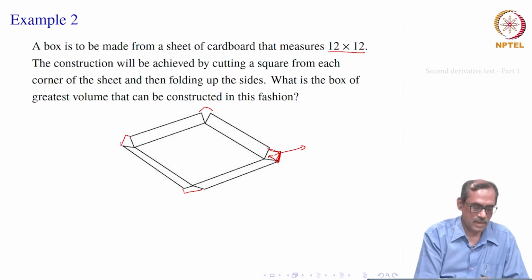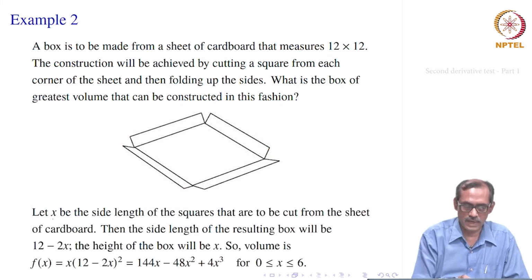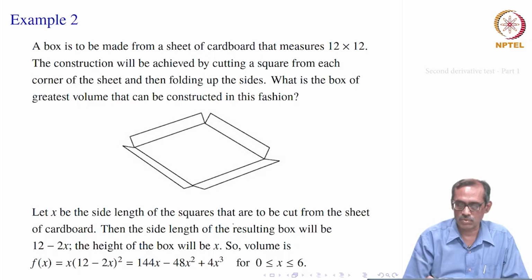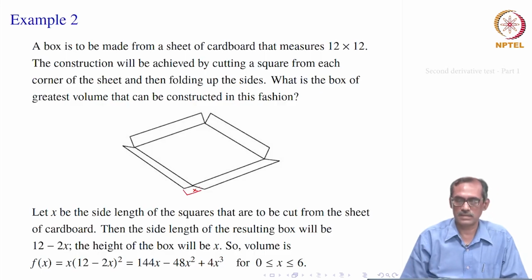Okay. So, what do we do? Let x be the length of the side of the square that is to be cut from the sheet of cardboard. So, let us say this is x. That means we are cutting really x square, right, from the corners.